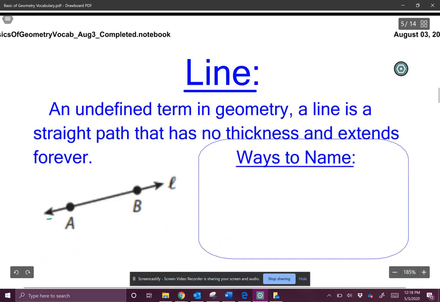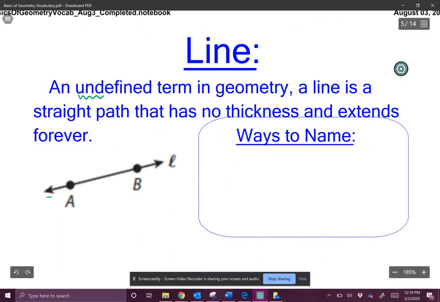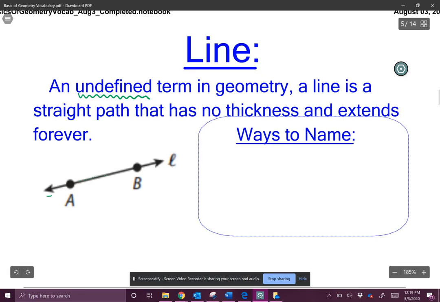Our next one is line. A line is one of our undefined terms as well in geometry. A line is a straight path that has no thickness and extends on forever. A line is also made up of an infinite number of points. Remember, a line is just a bunch of points really, really close together, an infinite number of them to make up that line. A good way to tell if something is a line has to do with that extending forever part of our vocabulary word. You're going to see some arrows on both ends of our line to indicate that it is a line.